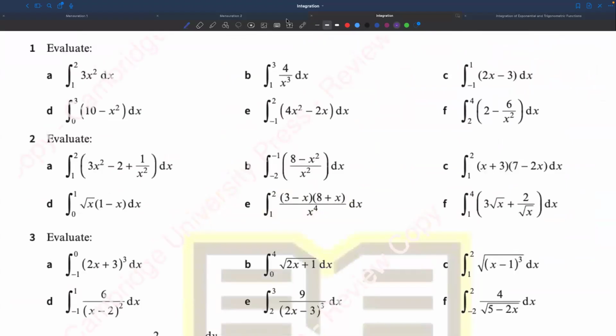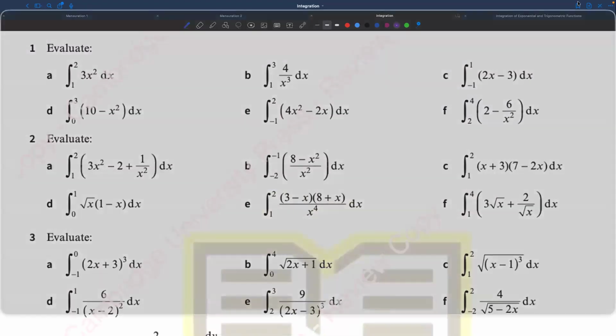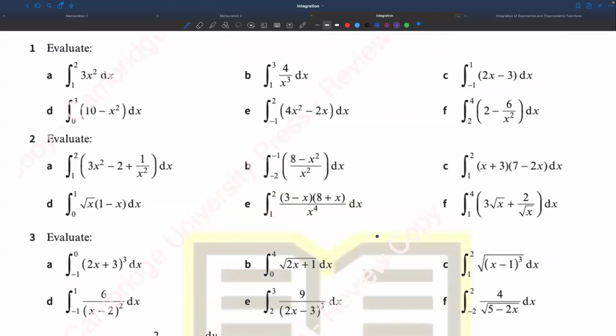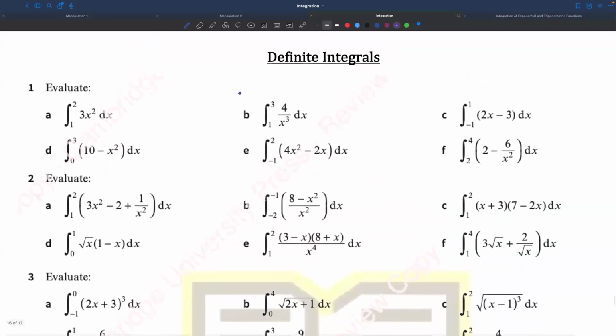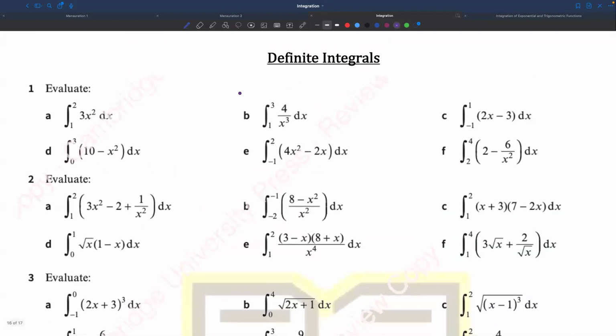In the next class, we will be doing volume and area under a curve. It will be nothing different than the questions that you see over here. The only thing now with integration is that we have limits.